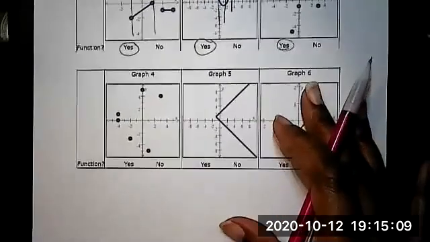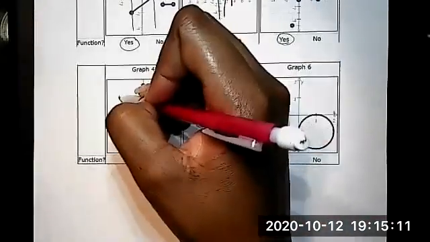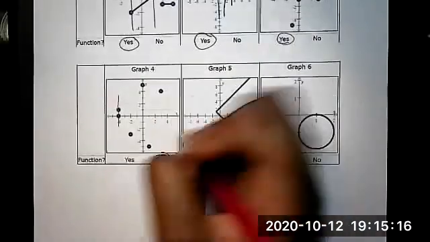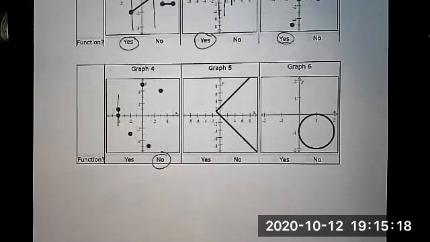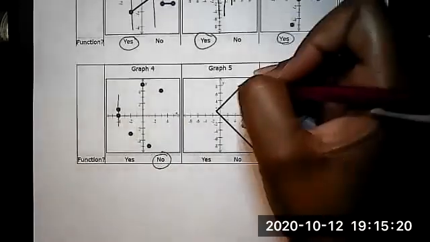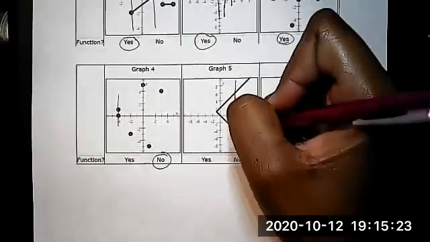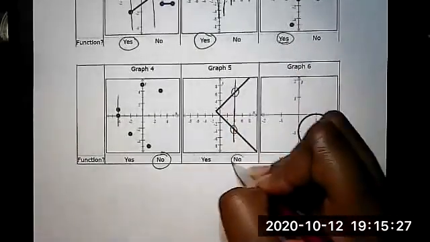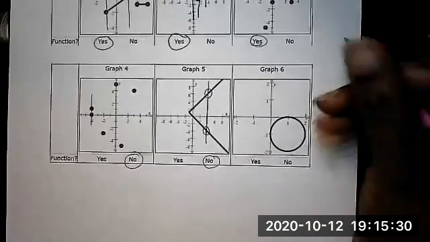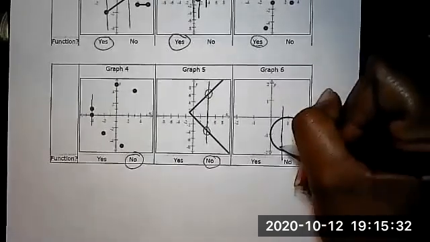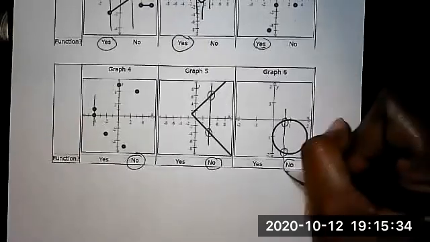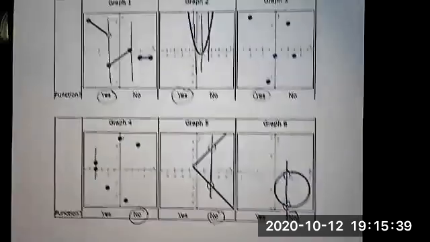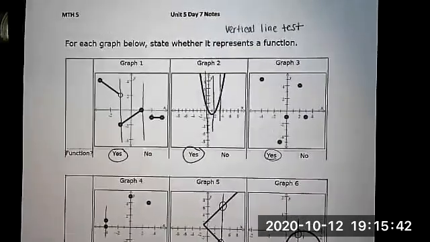But this here, I can draw a vertical line and hit 2 points on this graph. This is not a function. If I can hit more than 1 point, it is not a function. Same thing here. I can hit here and here, both of these points. I can draw a vertical line and hit 2 points, not a function. Finally, a circle. I can hit 2 points, 1, 2, not a function. Okay, so that is Unit 5, Day 7 notes.